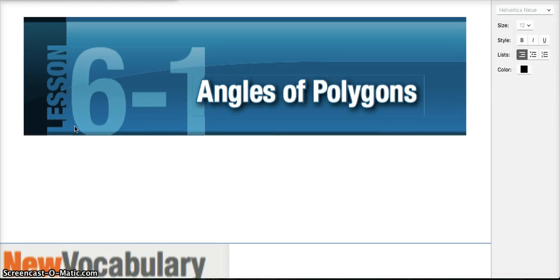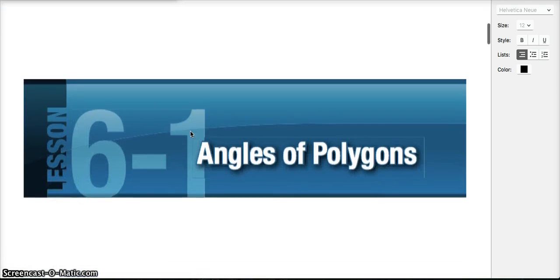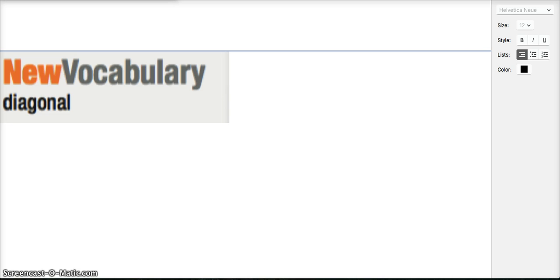Hey friends, here we are, Geometry Friends, in chapter 6, and this whole chapter is all about quadrilaterals, which we know to be four-sided figures. We've been talking a lot about triangles, so we're getting into the four-sided figures this entire chapter, but we're going to start off section 6.1 speaking specifically about polygons and their angles.